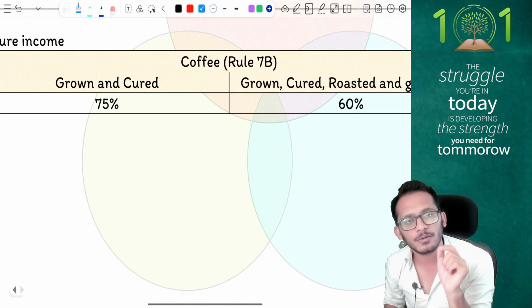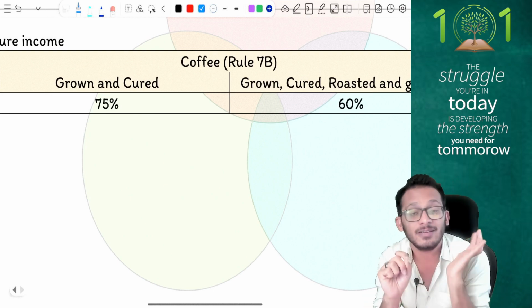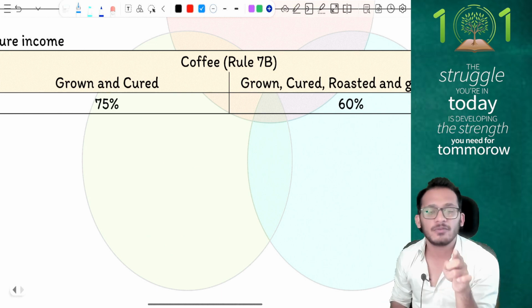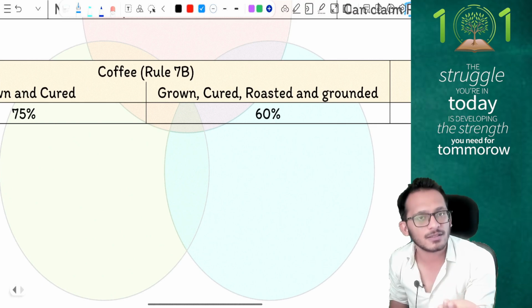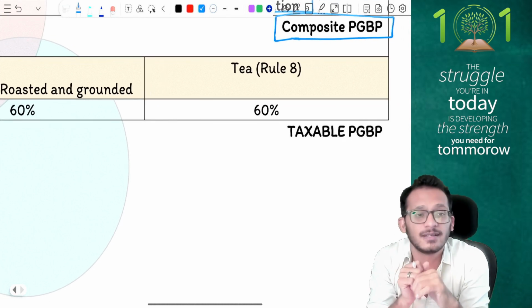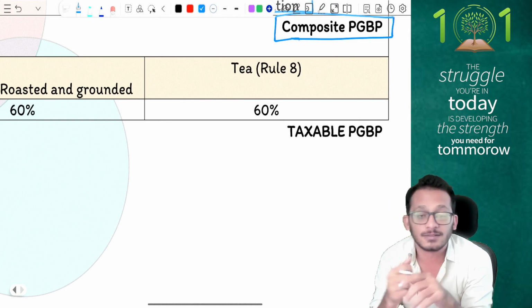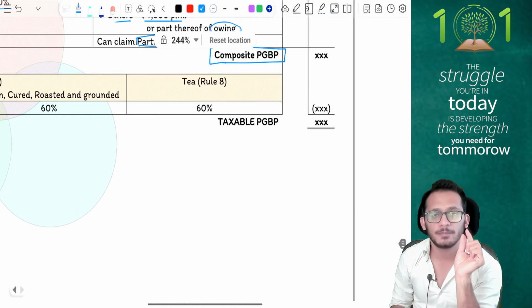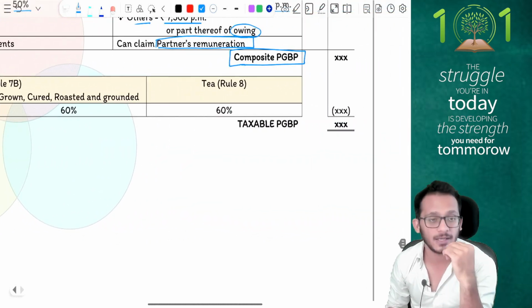If I am doing coffee with only growing and curing, 25% of my business is my taxable business, 75% is my agricultural business. But if I am doing growing, curing, roasting and grinding, then 40% is business and 60% is agricultural operations. Similarly, if I'm running a tea business, then it is 60% agriculture and 40% your normal business. So that much, 60%, 40%, 75%, 60 or 65%, will be reduced from my computation.